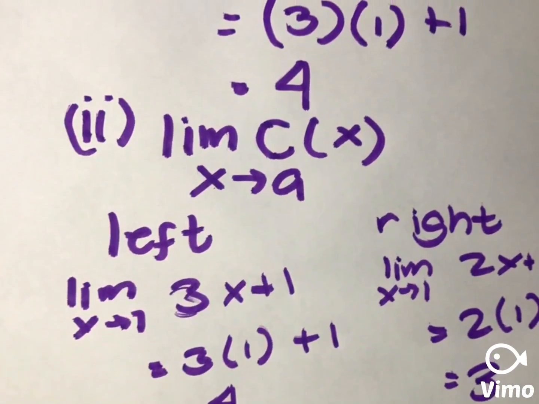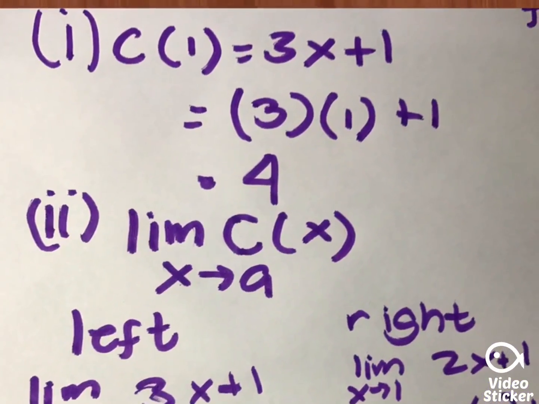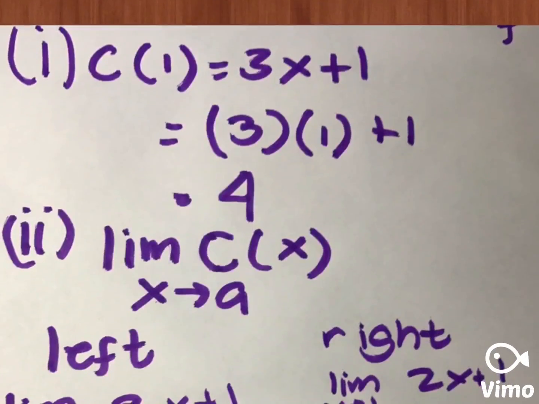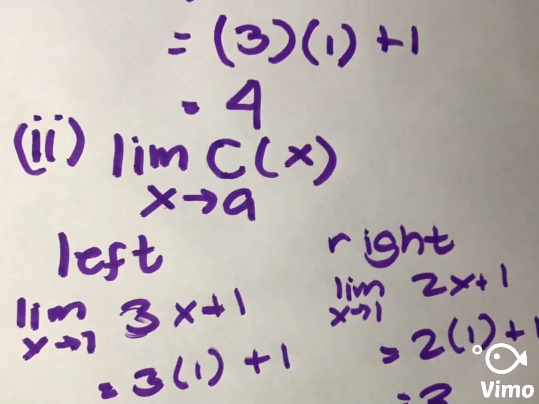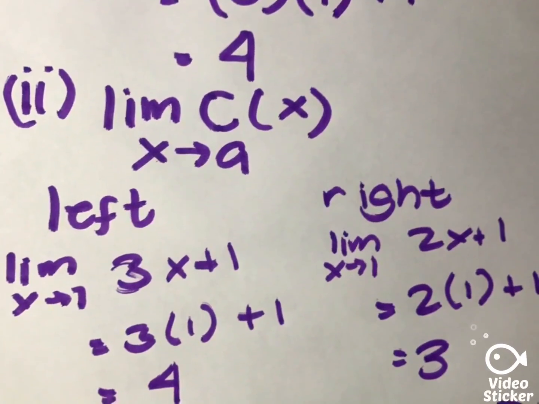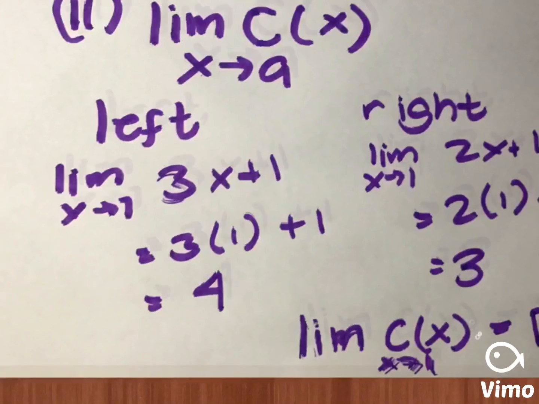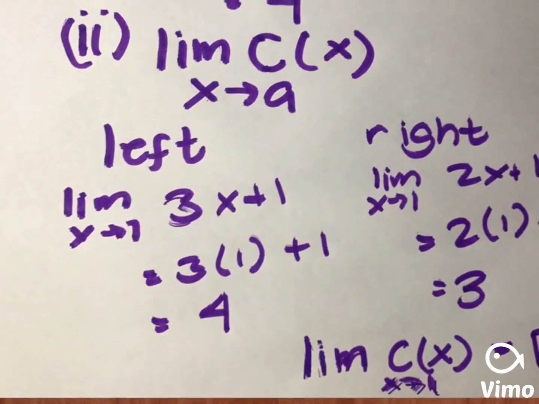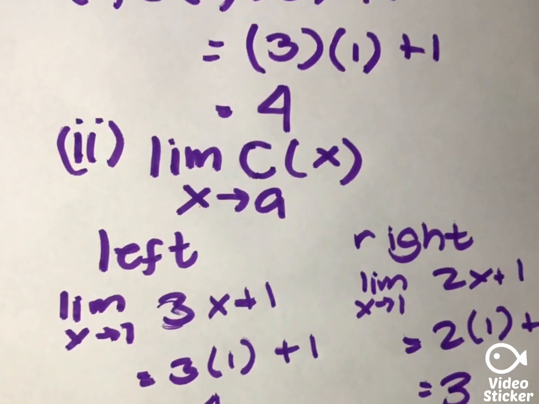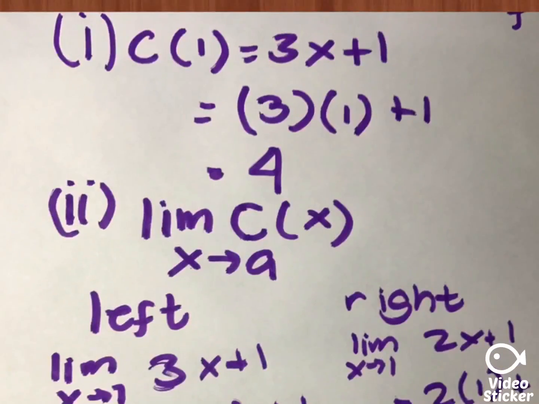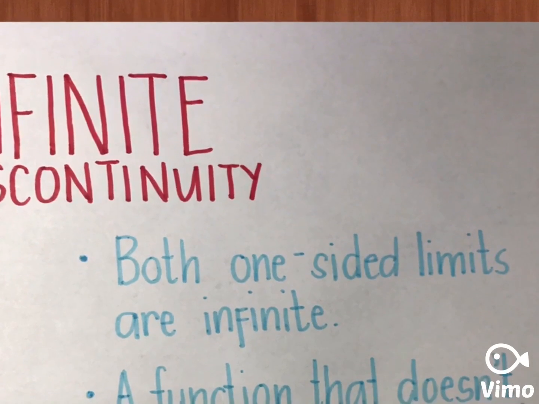Second condition, the limit of c of x as x approaches a. First, you will get the left-hand limit and the right-hand limit. The left-hand limit is the limit of 3x plus 1 as x approaches 1. Substitute the value of x. 3 times 1 plus 1 is equal to 4. And the right-hand limit is the limit of 2x plus 1 as x approaches 1. Substitute the value of x. 2 times 1 plus 1 is equal to 3. Therefore, the limit of c of x does not exist.